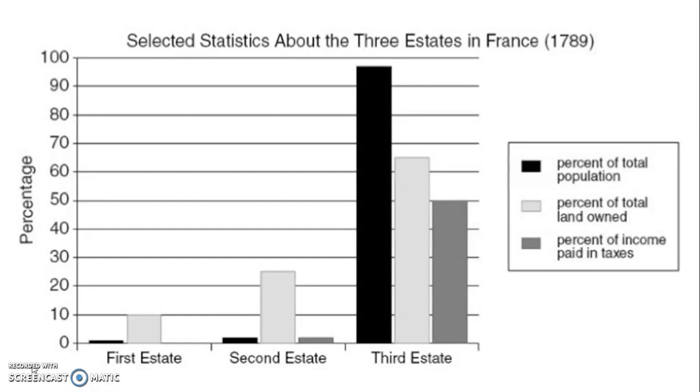So this chart shows us how unfair and badly distributed the tax system is. So the first estate, like I mentioned, is only 1% of the population, and they're represented by this little black line here, and they own about 10% of the land, but they pay absolutely nothing in taxes. The second estate is about 2% of the population. They own about 25% of the land in France, but they only pay 2% of the taxes. And the third estate, the biggest of all, makes up about 97% of the population. They do own a little bit over 60% of the land, but they pay about 50% of taxes. So the majority of taxes are coming out of their pockets.